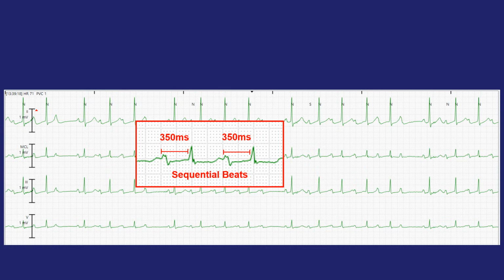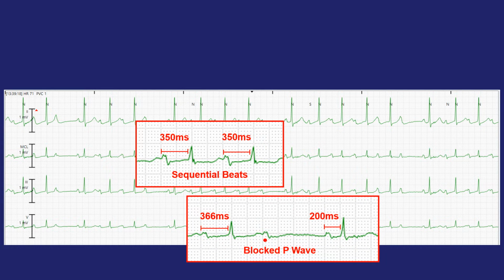When you see longer runs of one-to-one conduction before a beat is dropped, the extension of the PR interval can get very subtly different from one beat to the next. But here is where you can find the Wenckebach pattern becoming obvious. Look for the blocked P wave and compare the PR interval immediately before and immediately after, and you can see that you must have prolonged to get from that 200 millisecond PR all the way to the 366 millisecond PR interval in each sort of grouping.